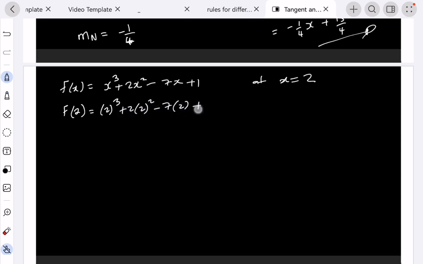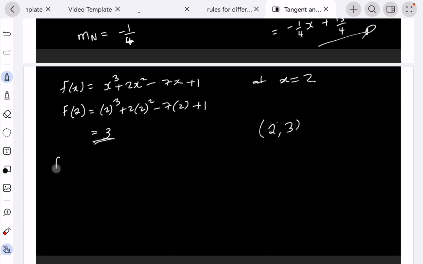Unfortunately I can't pause the video and do the calculation, so this will also increase the time of my video, and if I'm typing very quickly I might also make an error. Where's my calculator now? Okay, so we have 2 cubed, plus 2 times 2 squared minus 7 times 2 plus 1. So I'm getting 3. I hope I didn't make any mistake. So which means my point is (2, 3), because that's my y, right?